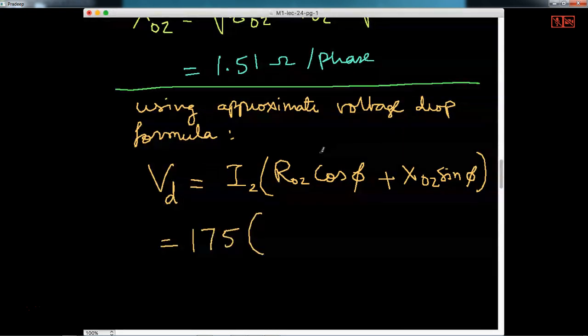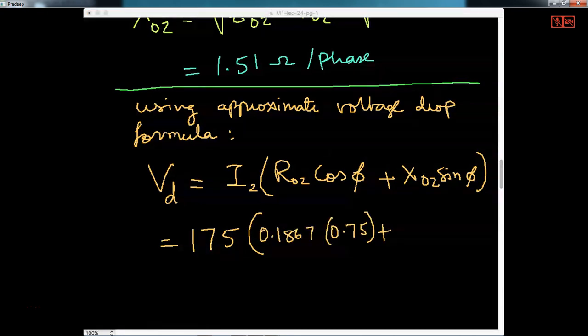And what is R02? We have the value of R02, 0.1867. And what is the cos phi? That is 0.75. Plus, then we have X02, that is 1.51 we already calculated. And sin phi, actually if you do cos inverse of 0.75, you will know the phi angle, and then you apply the sin for that, then you can find the sin. So it is coming to 0.66.